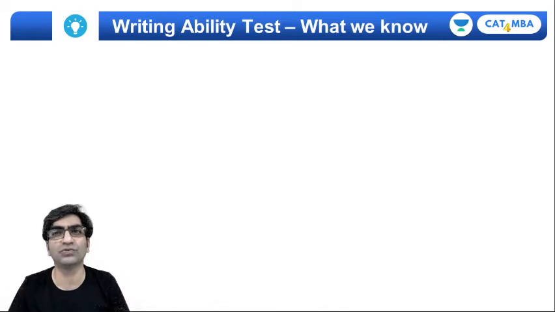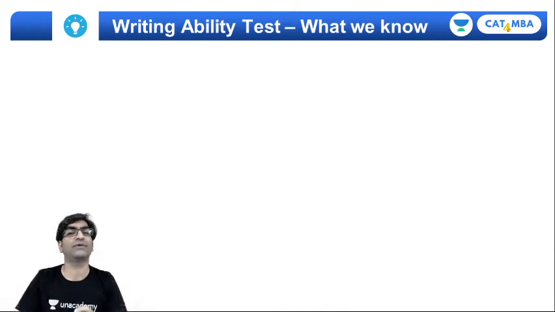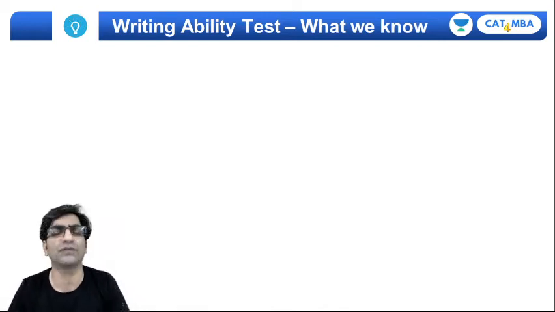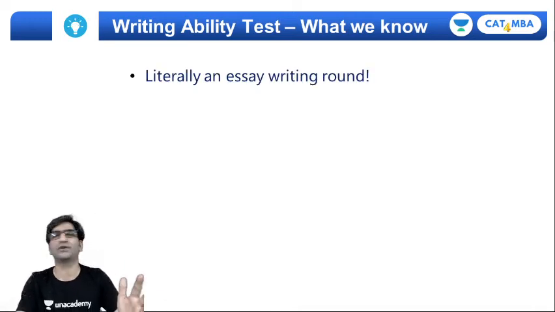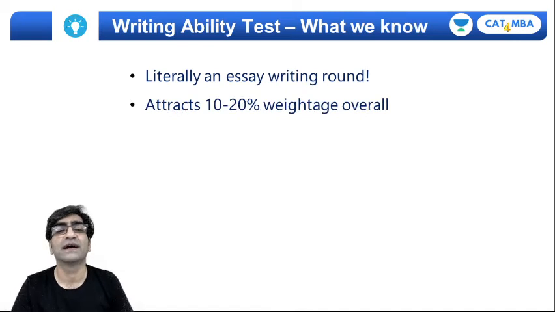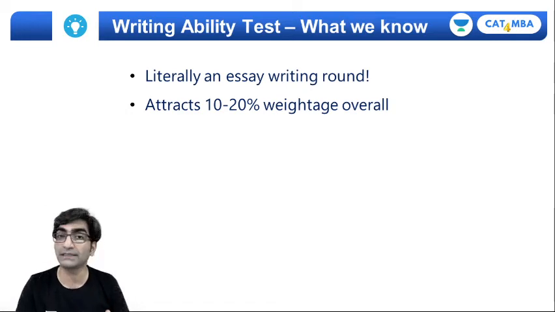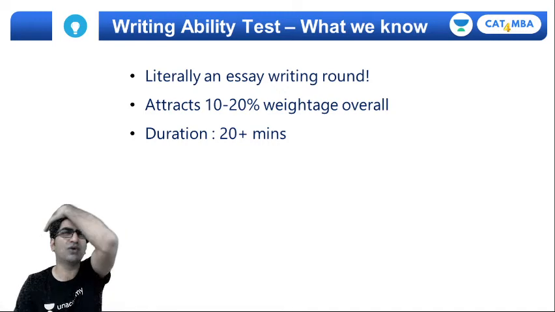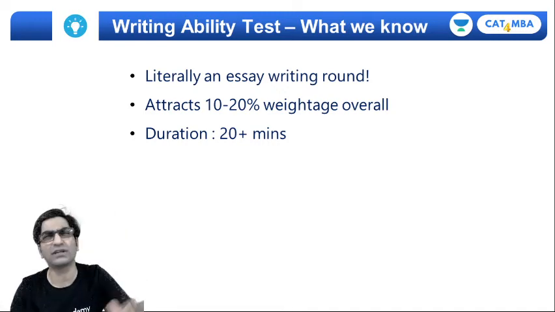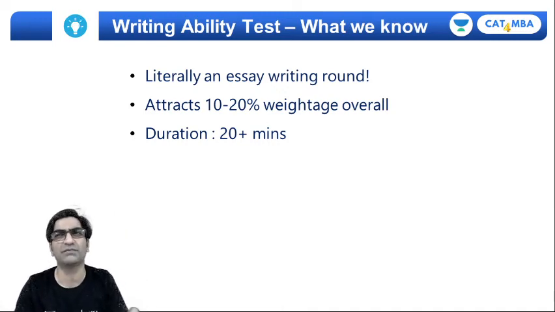Before we get into exactly what the plan for a WAT should be, let's quickly recap what we know about the WAT. We know it's literally an essay writing round. You'll be given a topic you're supposed to write on. It's pretty important. There's 10 to 20% weightage for this round, so you must take it seriously. Don't rely only on the personal interview. How long is it? Anywhere between 20 to 30 minutes, maybe sometimes as much as 45 minutes, but the norm should be around 20 to 30 minutes.